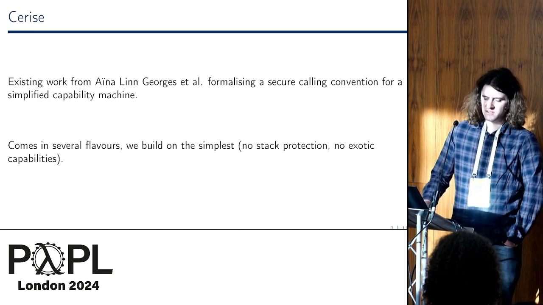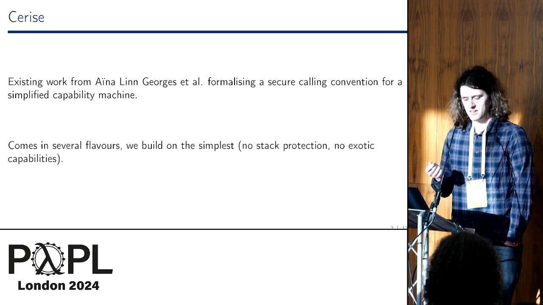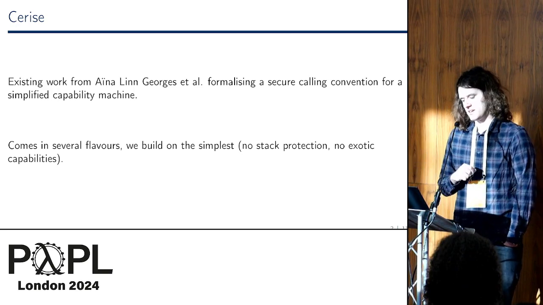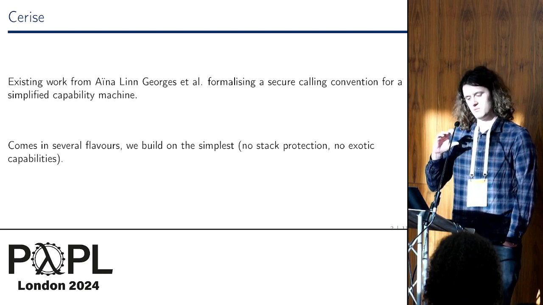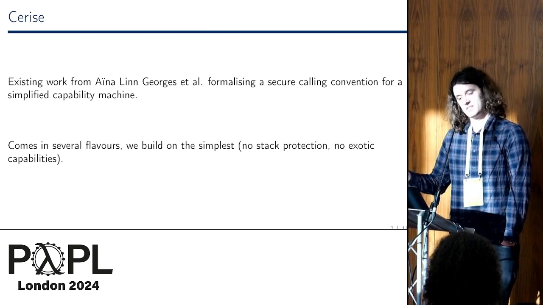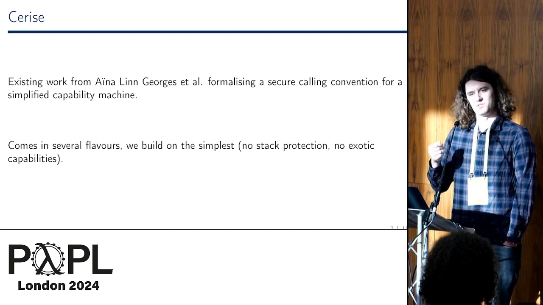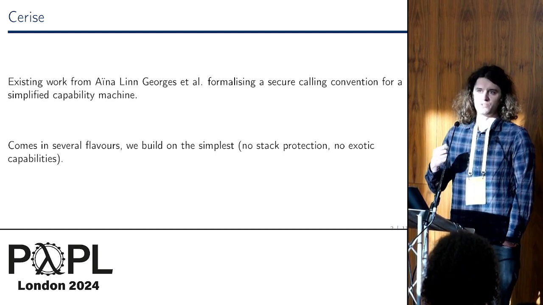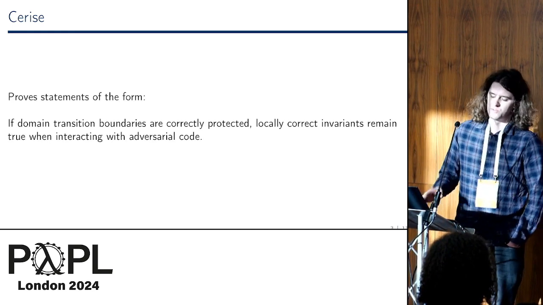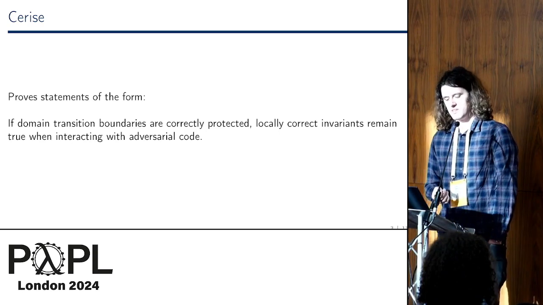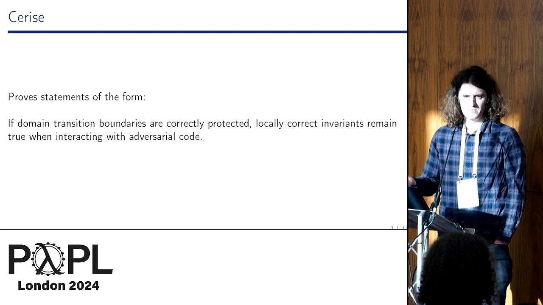And so the idea with Cerise is that it provides you with a program logic. You use that program logic to prove locally some chunk of known code that you've written. And Cerise then provides you with a theorem. As long as you set the state up correctly, you can compose your known code with arbitrary unknown code, potentially even adversarial code, and the invariants you have proven that your code preserves locally are preserved globally, even in the context of an adversary trying to break them. Very bottom line: just fractionally more formally, but obviously nowhere near the full statement, if you set up your domain transition boundaries with the correct forms of protection, your locally correct invariants remain true even when interacting with adversarial code.